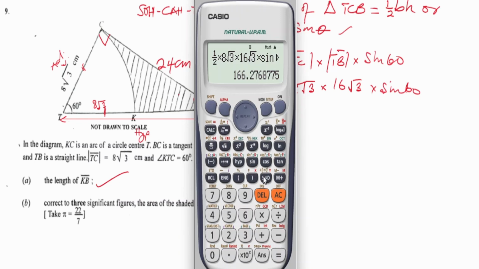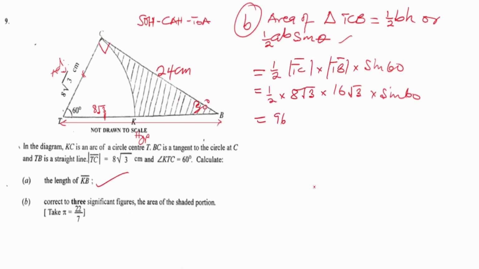166.2769 approximately. So I'll write both of them, and when we are doing the subtraction, we'll decide which one we should choose. So that gives me 96√3, which is approximately 166.2769 cm squared. Remember, it's area. And we are not done yet. This is just the area of triangle TCB. So don't forget that. That's the bigger triangle.